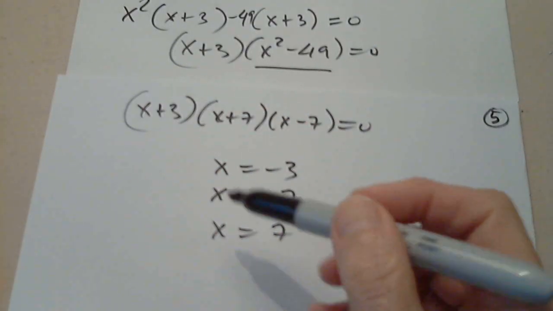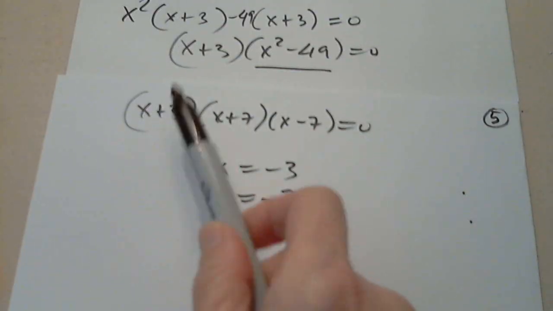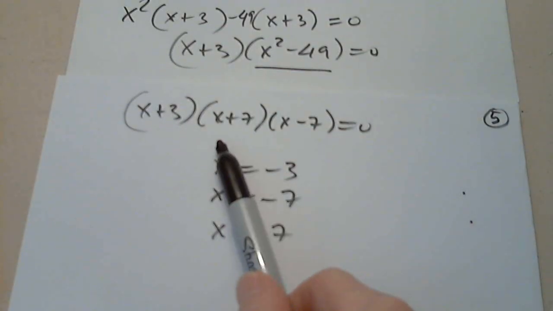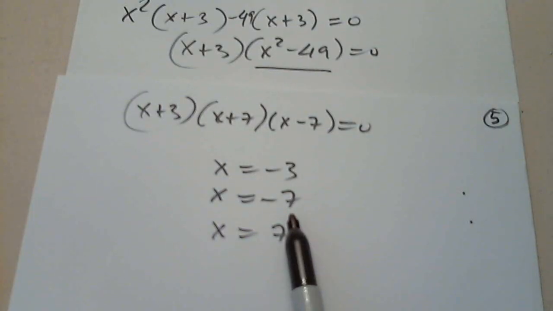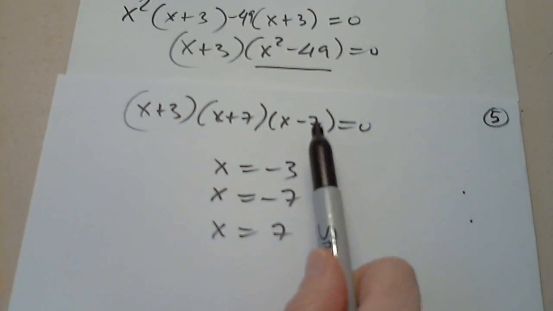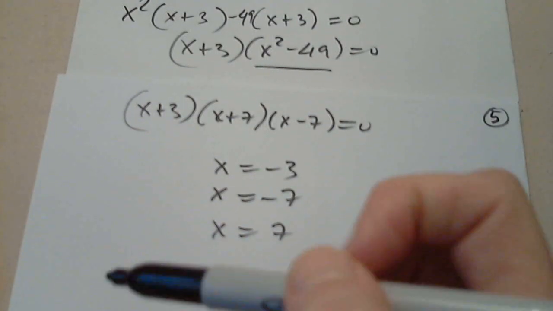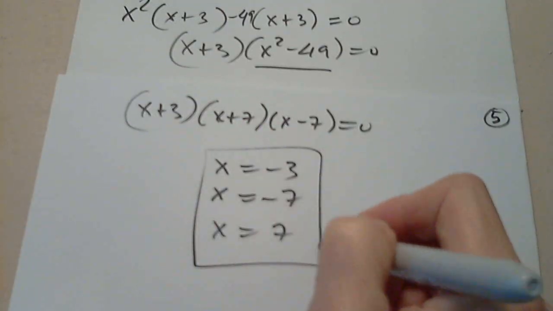How do I get these? X plus 3 equals 0, move 3 to the other side. X plus 7 equals 0, move 7 to the other side. X minus 7 equals 0, move negative 7 to the other side. And these are the 3 solutions.